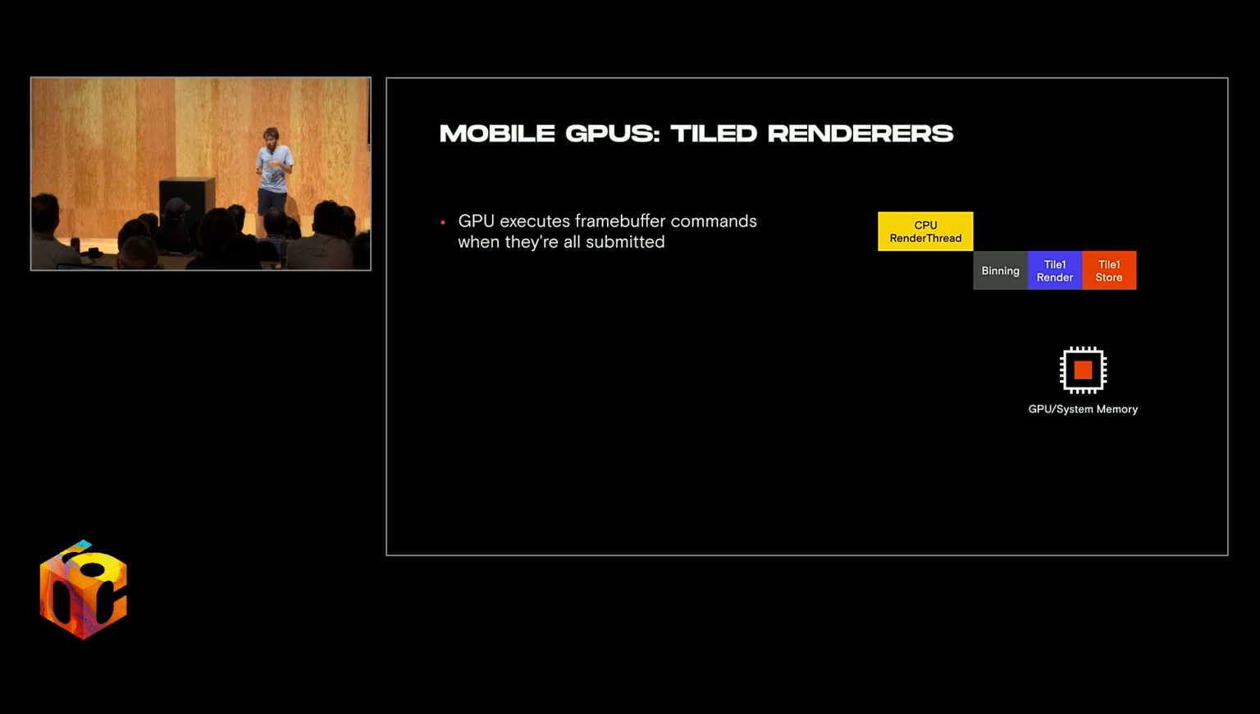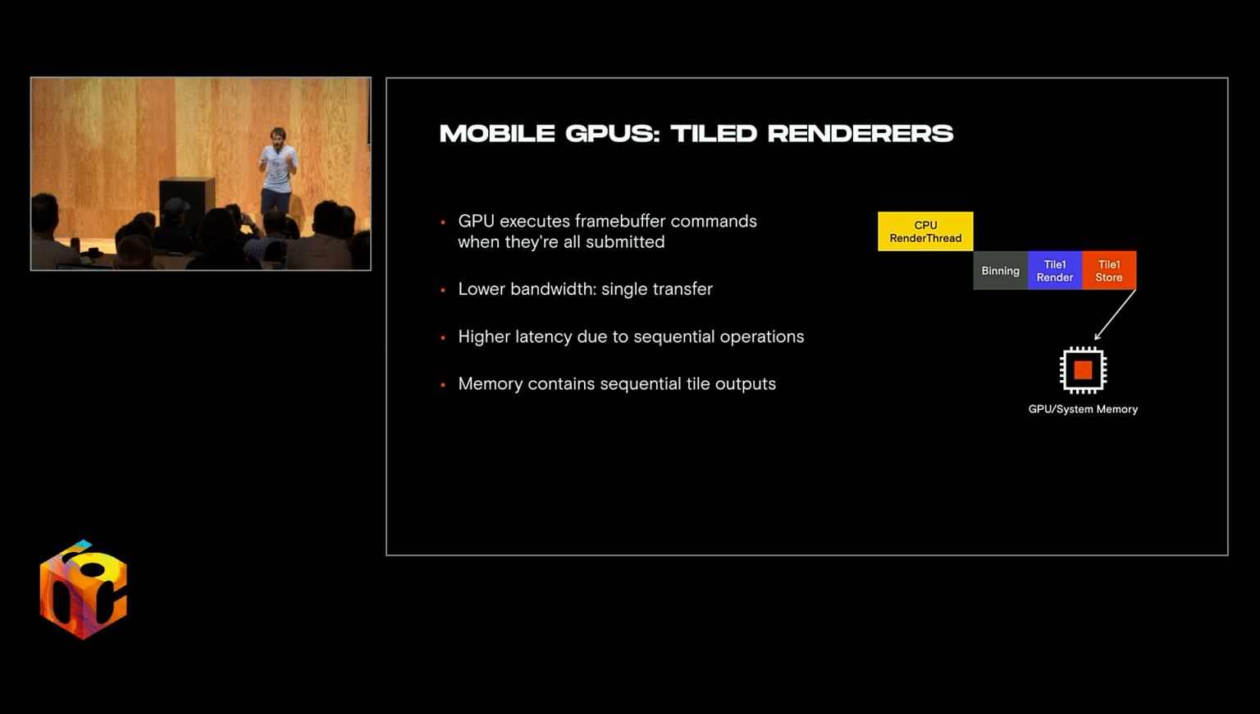And then per tile, you do render and then store. So you're going to render all the draw calls for that tile, and you know that because you just did the binning pass, and then when you're done rendering that tile, you store. You do that because effectively we added new hardware between the render cores and the system memory, which is the tile memory.